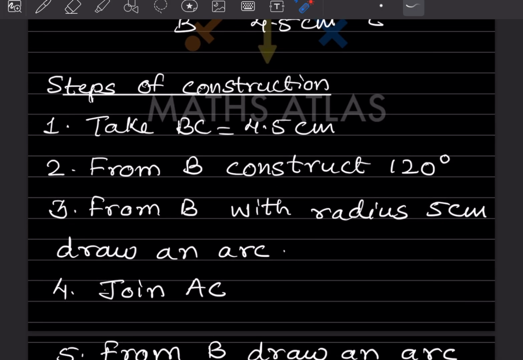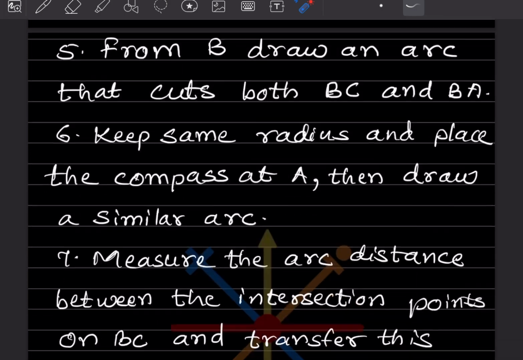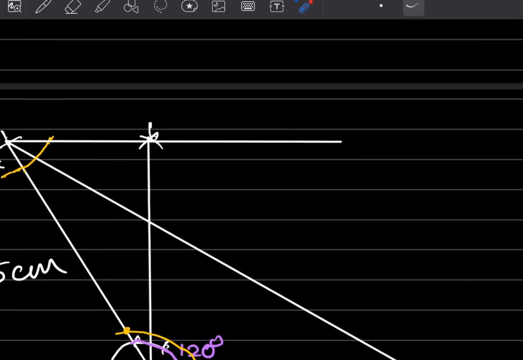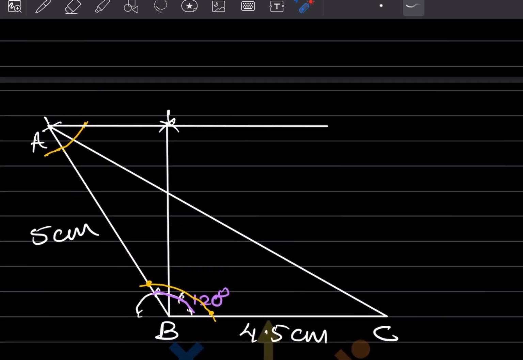So I'll show the steps here, how to do it. These are not the actual measurements. You can do it by taking the proper scale. So BC is 4.5 centimeter. From here now what are you going to do? First thing, you are not going to take 120 degree directly with the protractor, but you are going to draw a perpendicular line over here. So now you will take a suitable radius here, keeping your compass over here. The same distance, whatever you are taking from here, you are going to cut it into two parts. So these are the two parts.